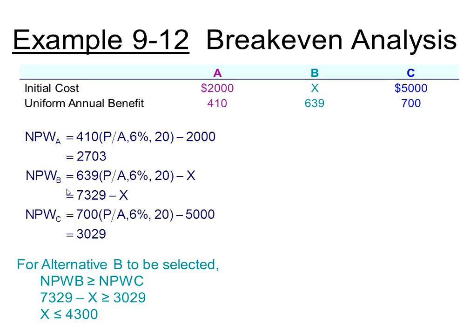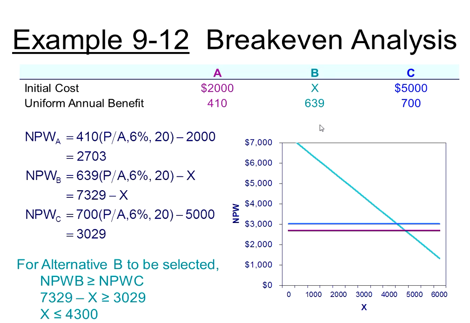If you want to select B, the net present worth of B should exceed the net present worth of C. So then 7,329 minus X should be more than 329. And so solving it, we get that X should be less than $4,300. So as long as B has an initial cost of less than $4,300, then we will go with alternative B. And graphically, it can be represented like this, right?